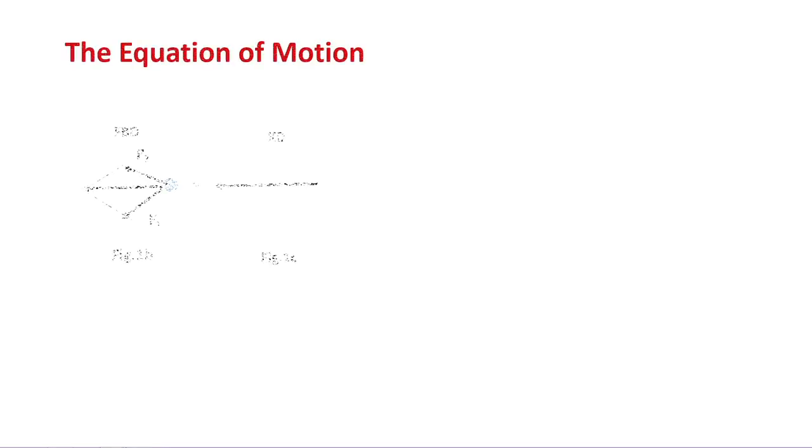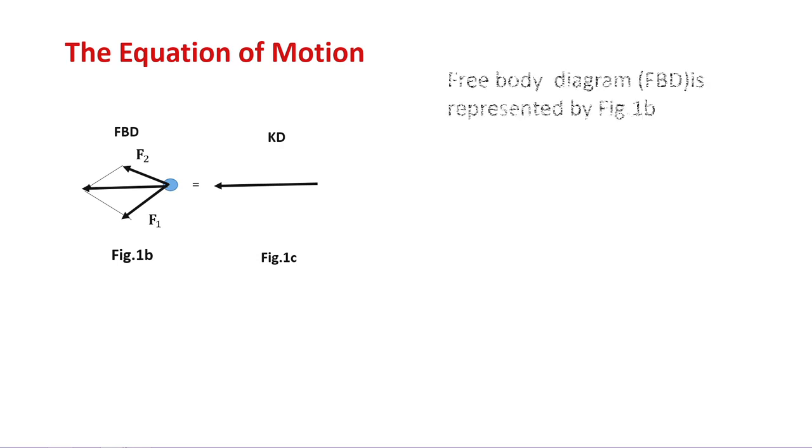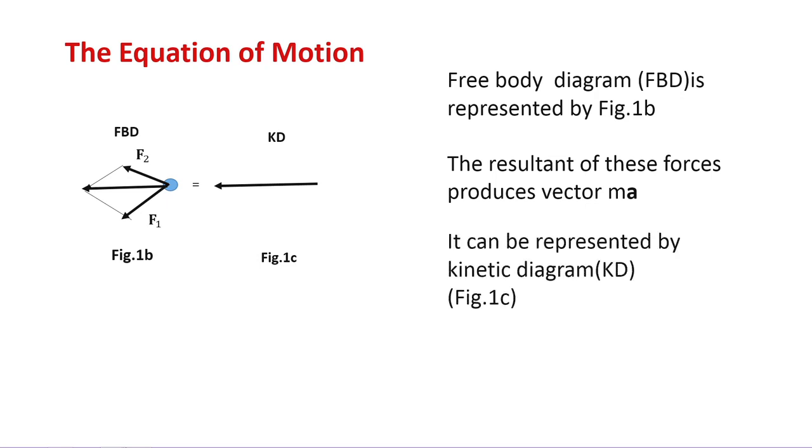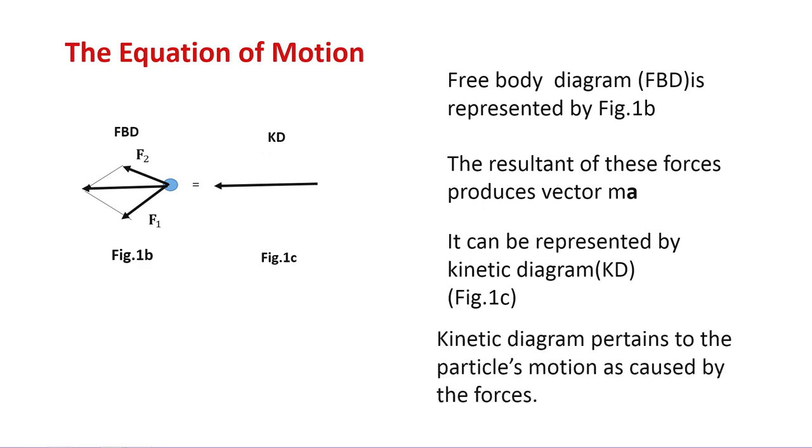Now, if we draw the free body diagram and kinetic diagram, it is represented in this figure 1b, and the resultant of these forces actually produces the vector ma. So, it can be represented by this kinetic diagram. Ultimately, the resultant of these forces produces mass times acceleration.